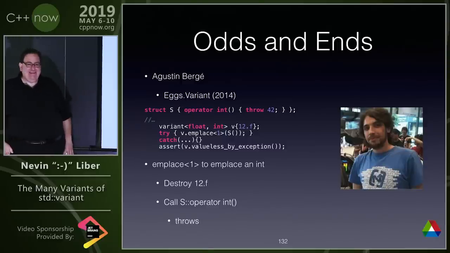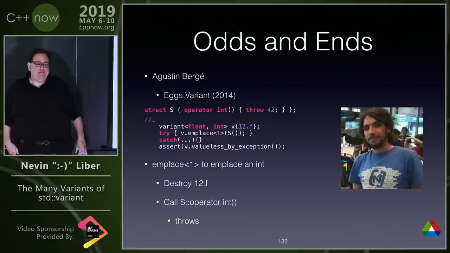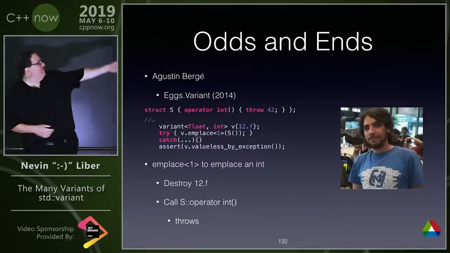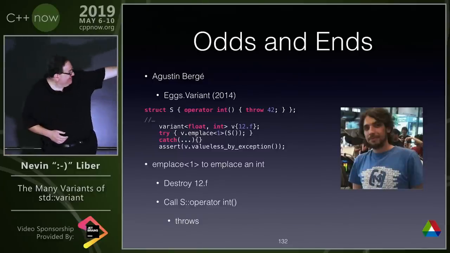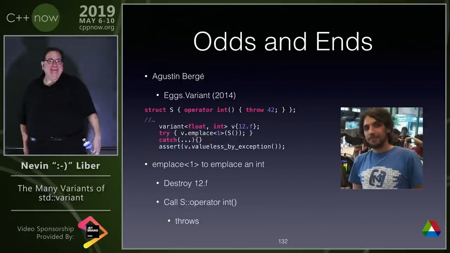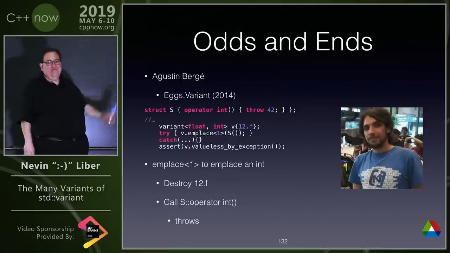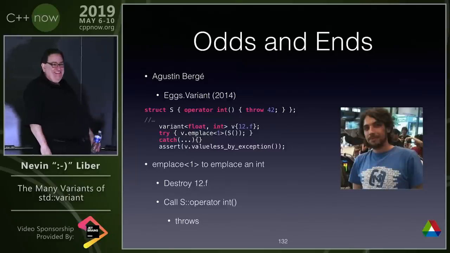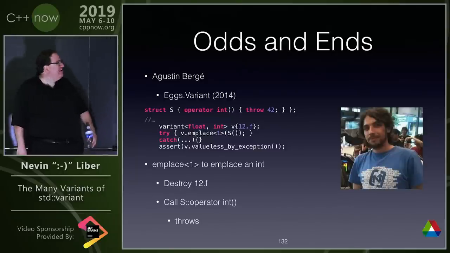And is there a reason why you couldn't say that if all of the types are noexcept move constructible, this overhead isn't present? This problem: float and int are noexcept move constructible. It still gets in that state. Okay, I have to stare at it.